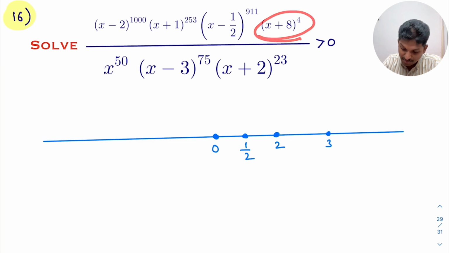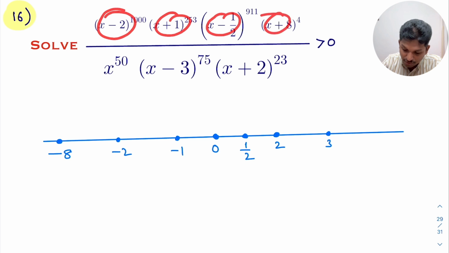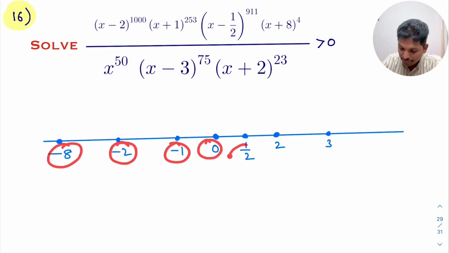I'll get x equal to minus 8. Okay. Equate this to 0. You will get x equal to minus 1. Okay. Equate this to 0. You will get x equal to minus 2. Total here you see 1, 2, 3, 4, 5, 6, 7. 7 numbers you must get.